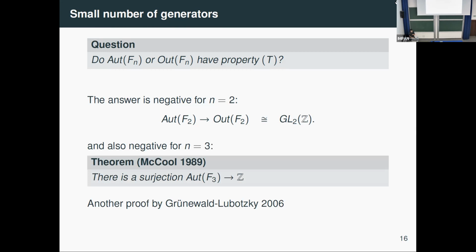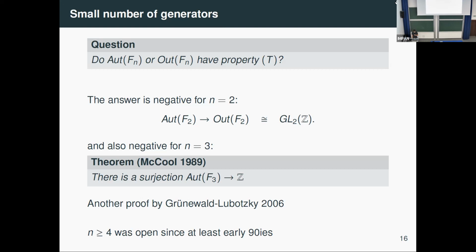And it was also negative for n equal to 3. This was a theorem of McCool in a completely different setting. He was just computing homology, and he showed that the first homology of Aut(F3) is non-trivial, so it has infinite abelianization. And that implies there is no property T. Okay, so the higher cases were all open, at least since the early 90s, which is the first time I think this appeared in print. This was in Alex Lubotzky's book from '94. I think he mentioned this as an open question.